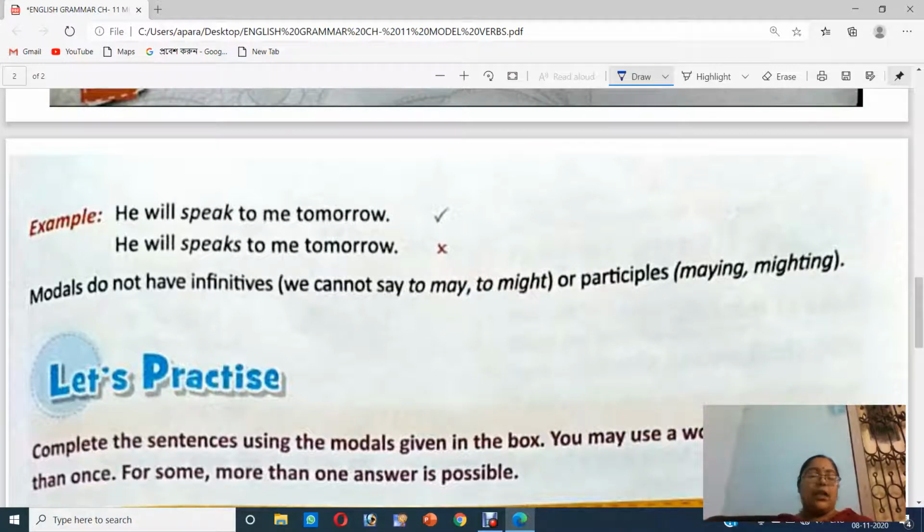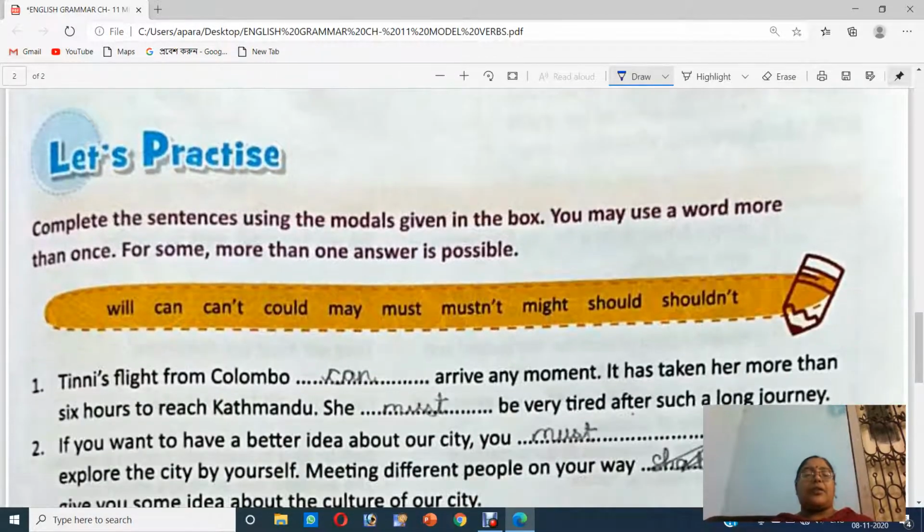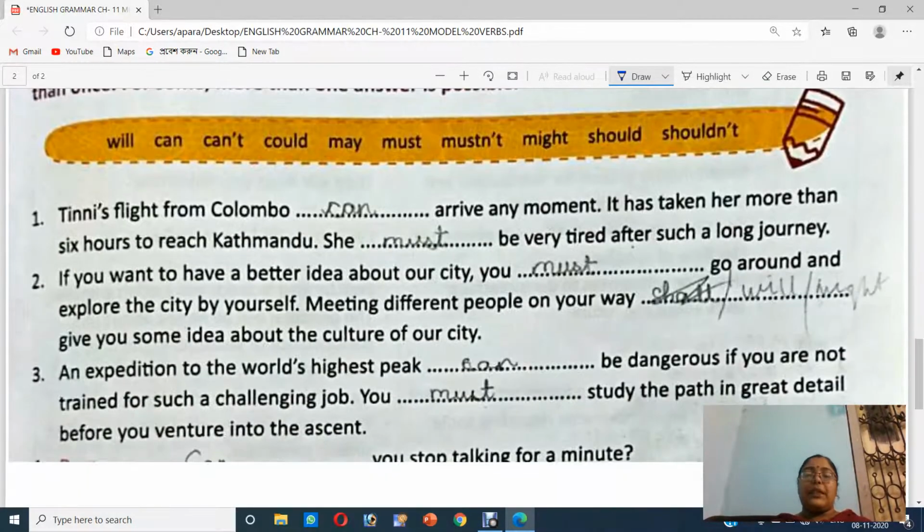Okay. Now coming down here. Complete the sentences using the modals given in the box. You may use a word more than once. Okay. For some, more than one answer is possible. There are many places where I've given you more than one answer. Okay. When we come down, please follow here.